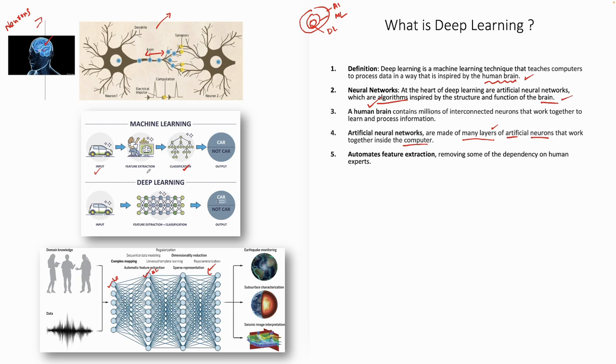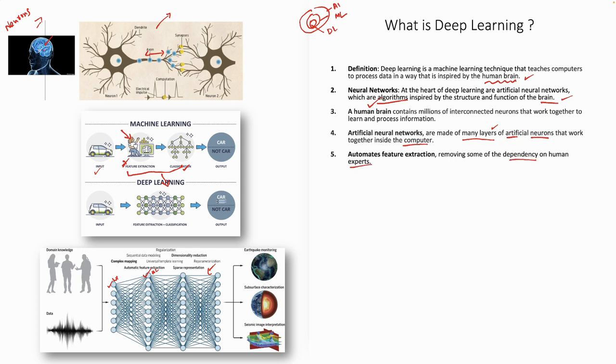Now, the scientists thought that, okay, it's all good, but here you have the involvement of a human being. Why don't we get rid of this human being and bring the entire thing into a neural network? And this is what a neural network does. So you are removing the dependency on the human experts.